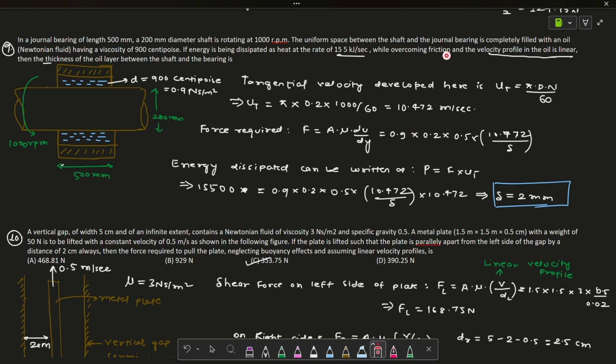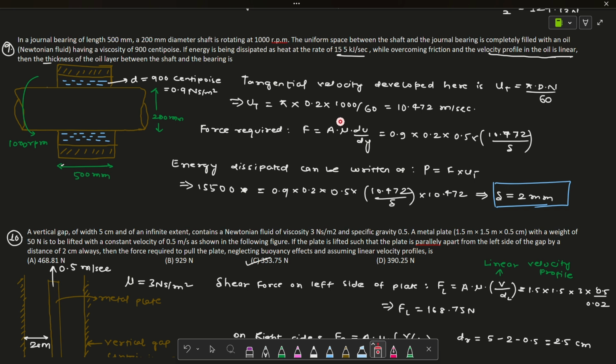The uniform space between the shaft and the journal bearing is completely filled with oil, which is a Newtonian fluid. Again we can apply Newton's law of viscosity, so I have written here F equals A into mu into du by dy. The coefficient of viscosity, mu, is 0.9 Newton second per meter square, and the energy being dissipated is 15.5 kilojoule per second.